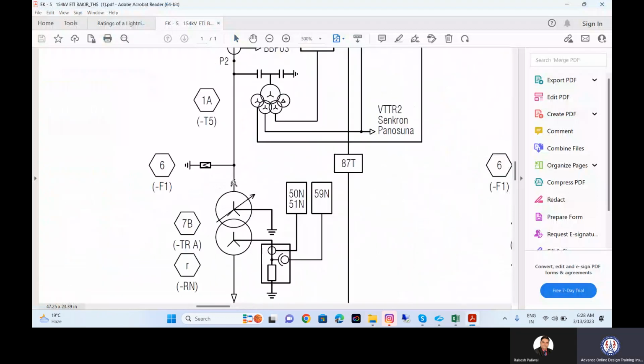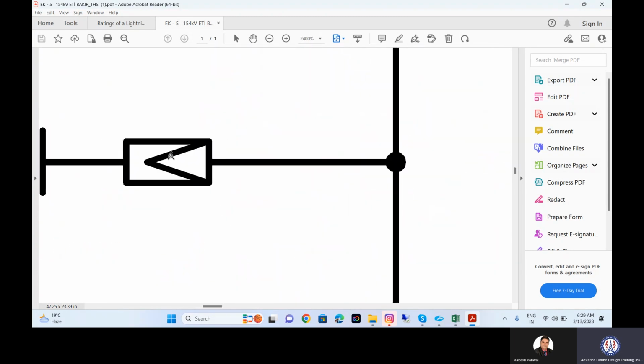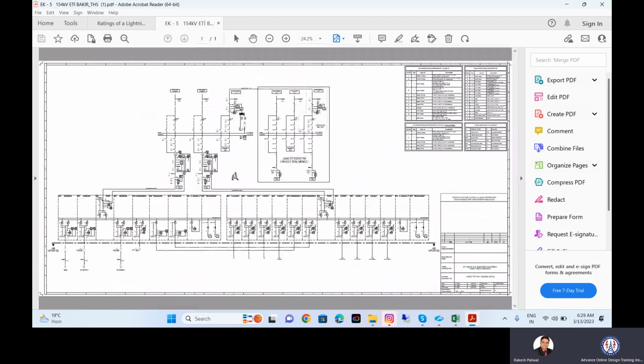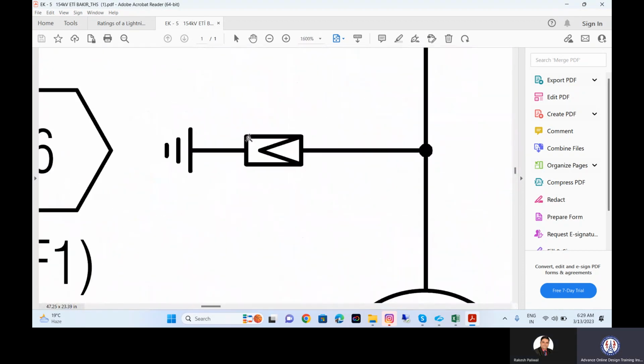See, this is my LA, which is connected between phase to earth. LA is not allowing the flow of current in the normal condition. Only when breakdown occurs. There is a chemical in this LA which will puncture only when the surge comes. In normal condition, this doesn't work.